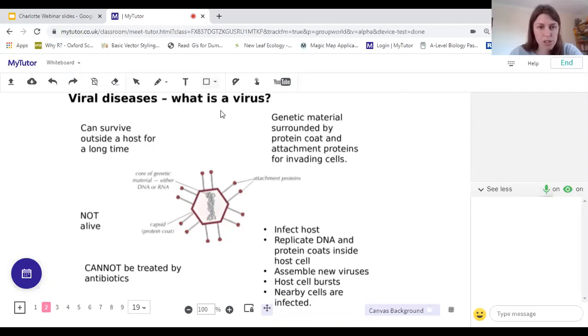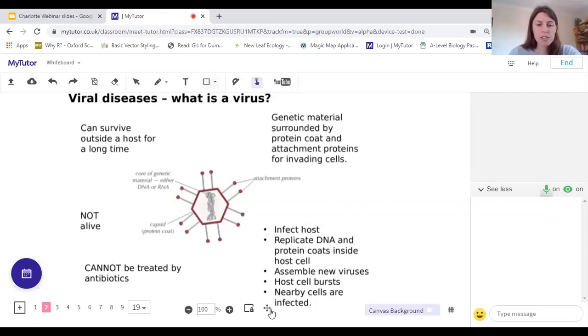So you can see on this diagram here, we've got our DNA in the middle. It can be DNA or RNA in viruses. Usually it's DNA. And then they have this protein coat surrounding them, which is called a capsid. That helps to protect them and give them some structure. And then they have these attachment proteins for invading cells.